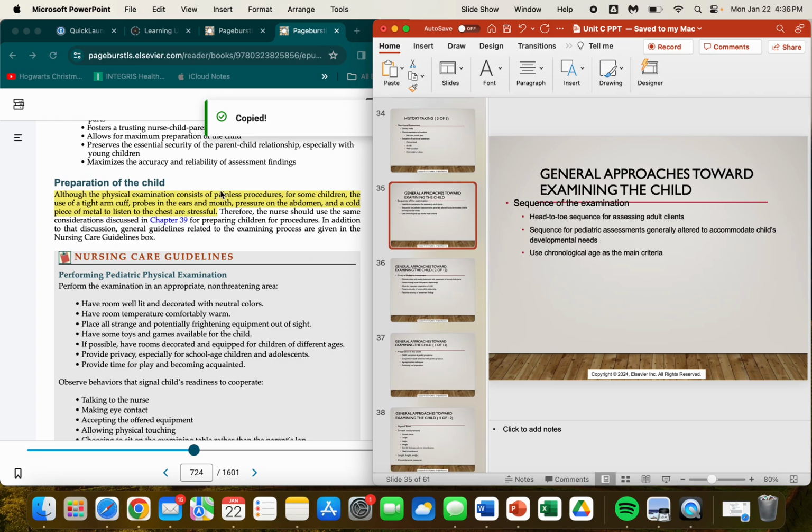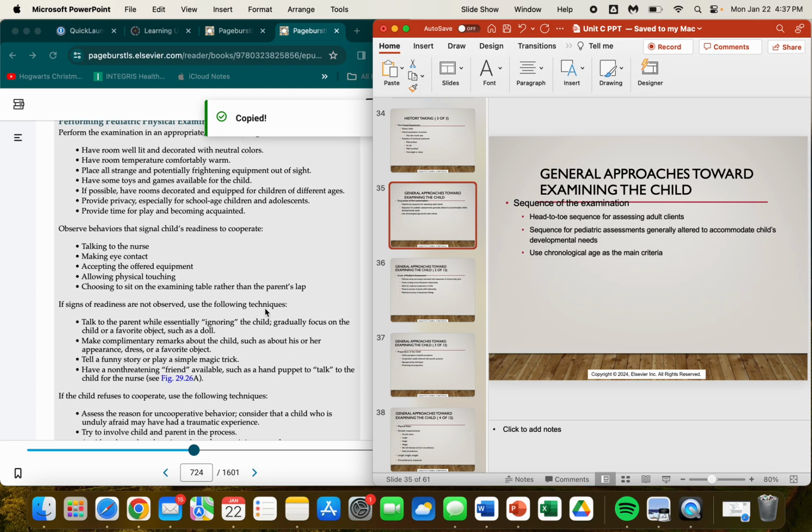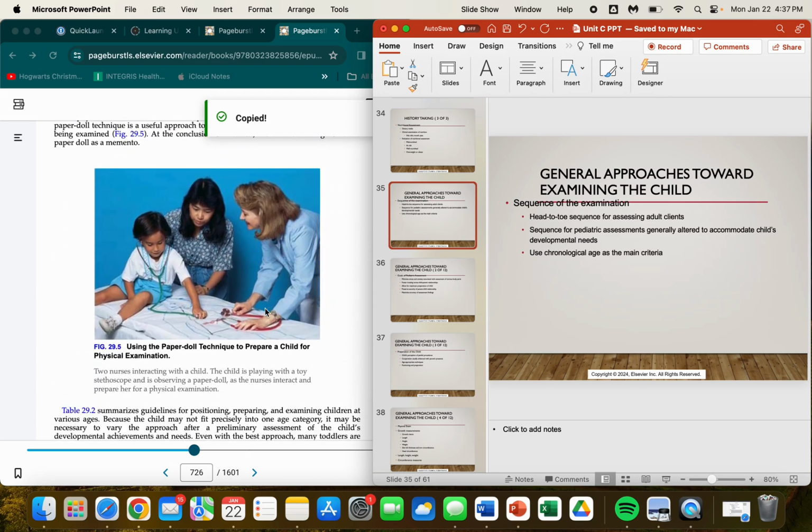Although the physical exam is usually mostly painless, for some kids the use of an arm cuff or a probe in the ear, those kinds of things, can be very stressful. So we want to try and use those gentle approaches as much as possible.